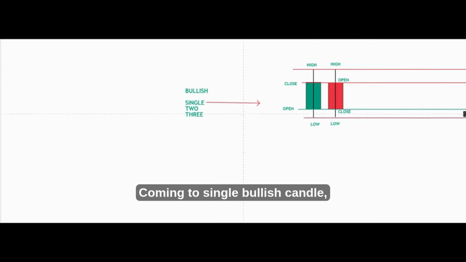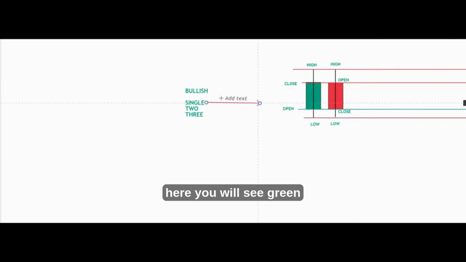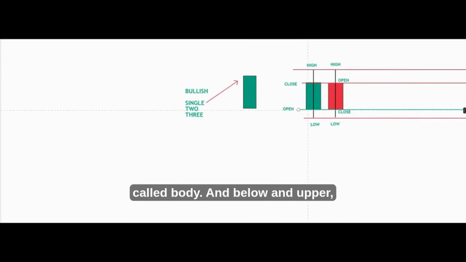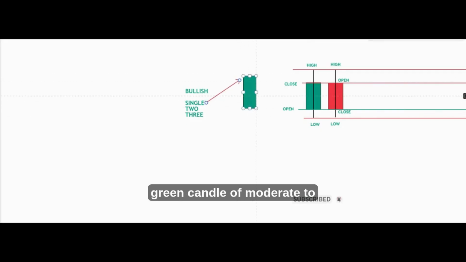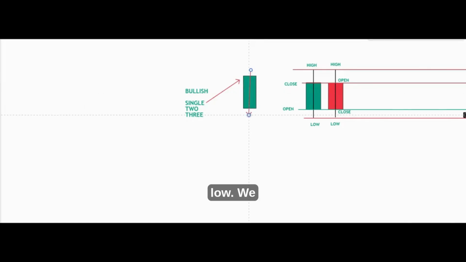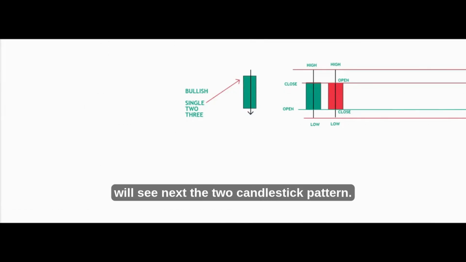Coming to the single bullish candle, here you will see a green candle. The green part is called the body, and the parts above and below are called wicks or shadows. A single bullish candle means a big green candle of moderate to medium size. Wicks may be present or not, it doesn't matter, but the wick should not be too high or too low. We will see next the two candlestick patterns.